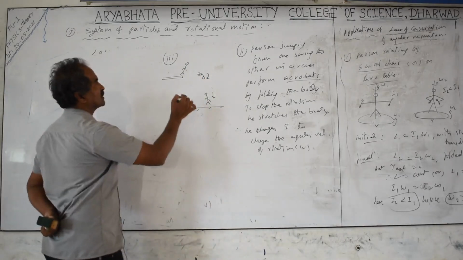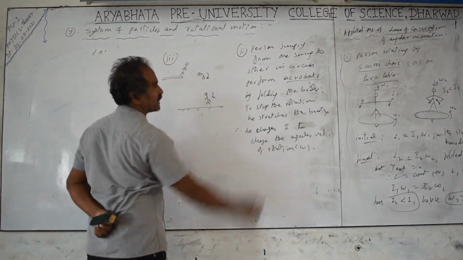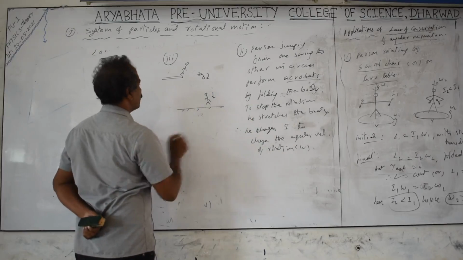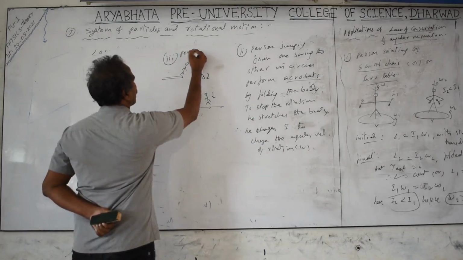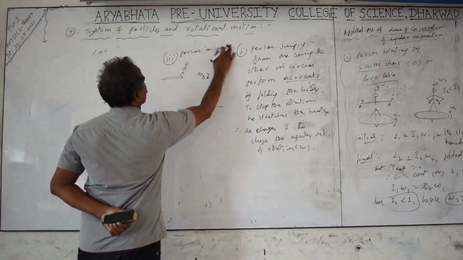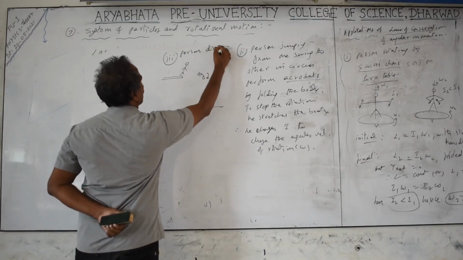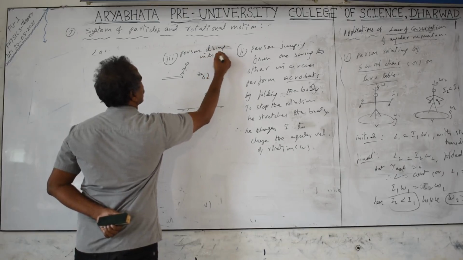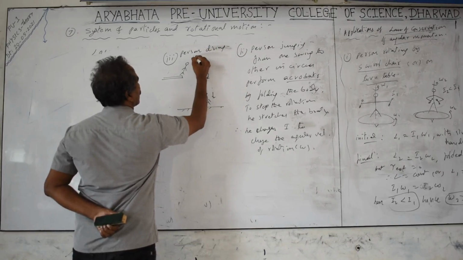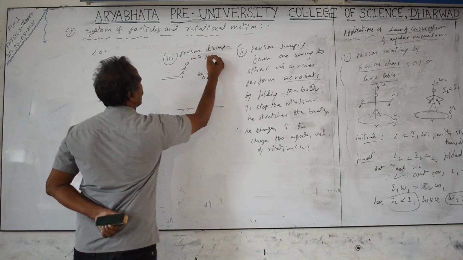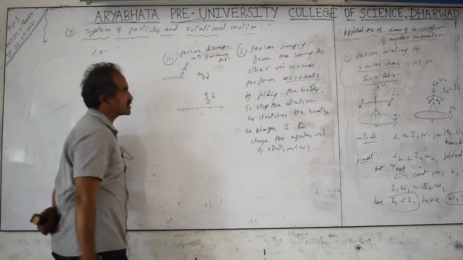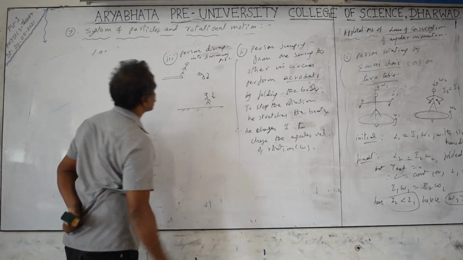So a person diving into a swimming pool performs acrobatics or somersaults by taking the help of the law of conservation of angular momentum.